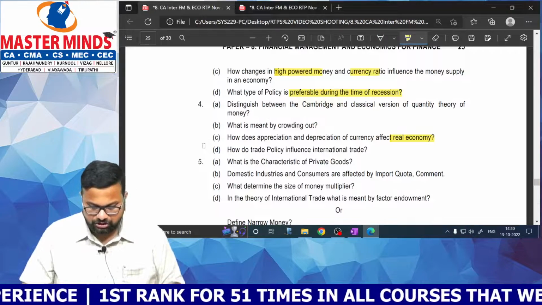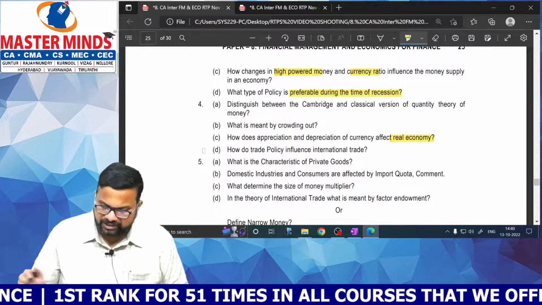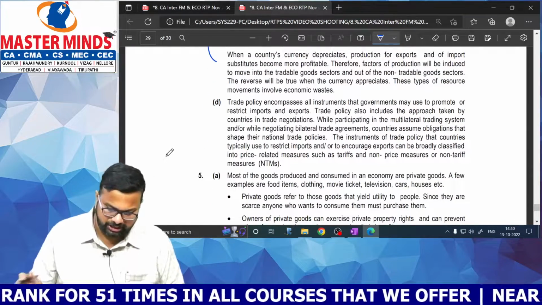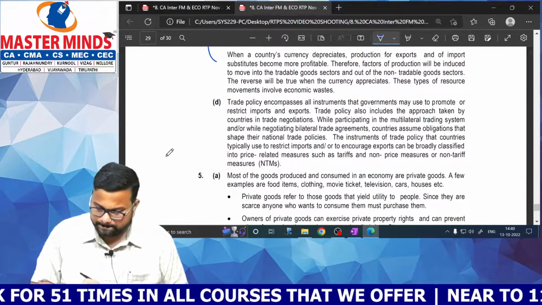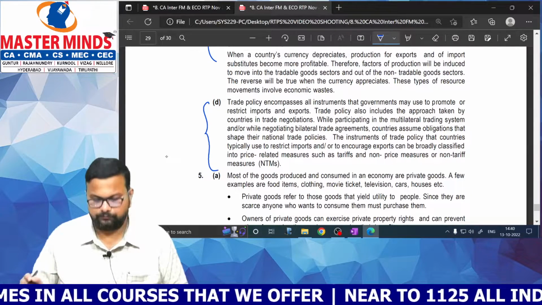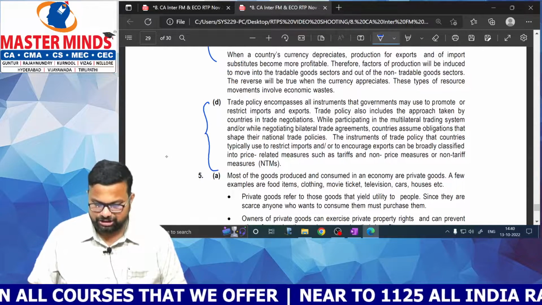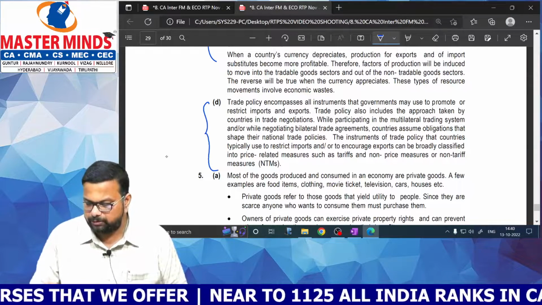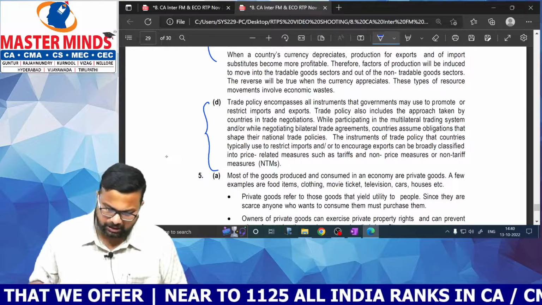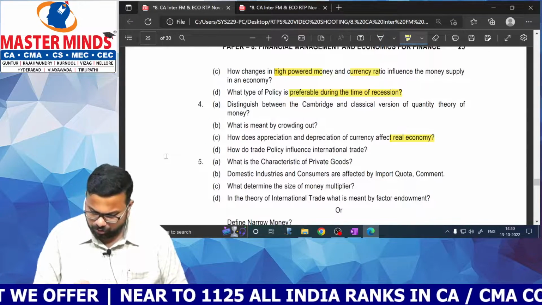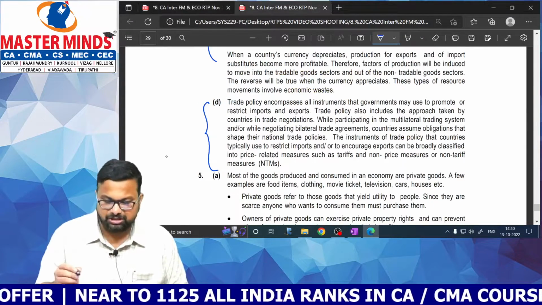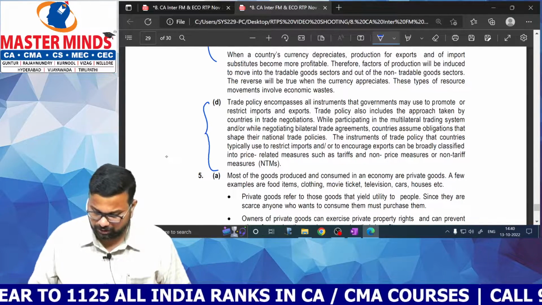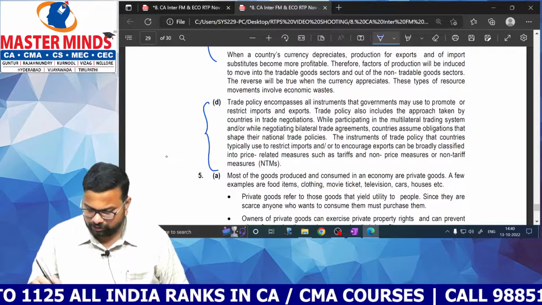Next, how do trade policies influence international trade? Basically, we are talking about the introduction to international trade chapter. Trade policy encompasses all the instruments that government may use to promote and restrict exports and imports. So, how do trade policies influence international trade? Basically the trade policy and trade negotiation chapter is there, right? So it is the first question from that. The entire answer is given here.